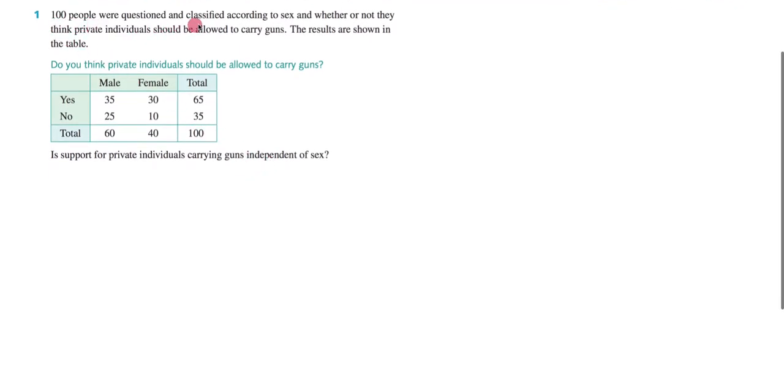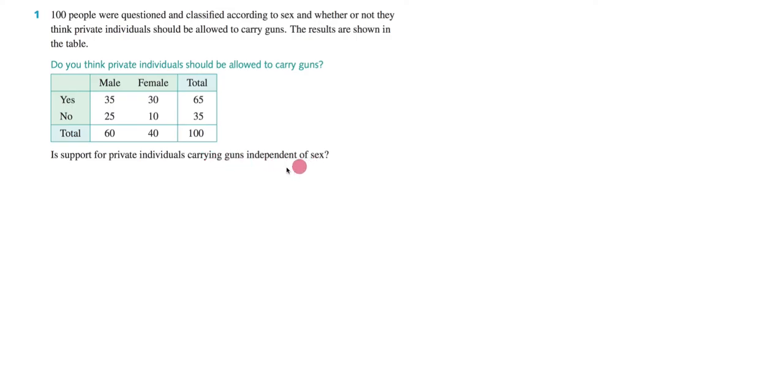So now, knowing this about independent and conditional probability, let's launch into the question, which reads: 100 people were questioned and classified according to sex and whether or not they think private individuals should be allowed to carry guns. The results are shown in the table. So here's our table. It's broken down in terms of sex, male and female, and in terms of their opinion, yes or no. And here is the question that is posed to us. Is support for private individuals carrying guns independent of sex?